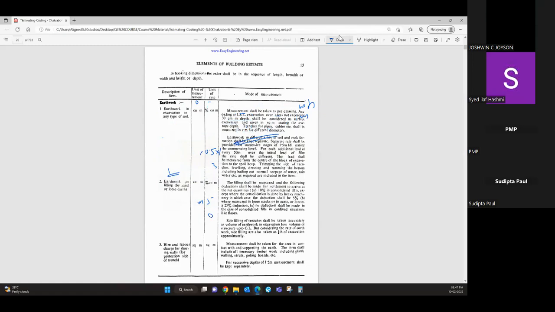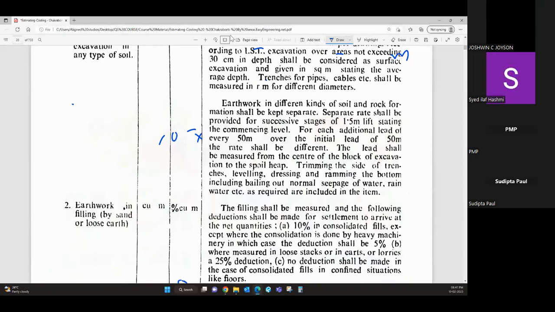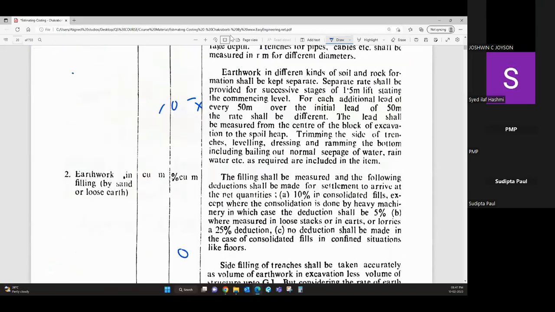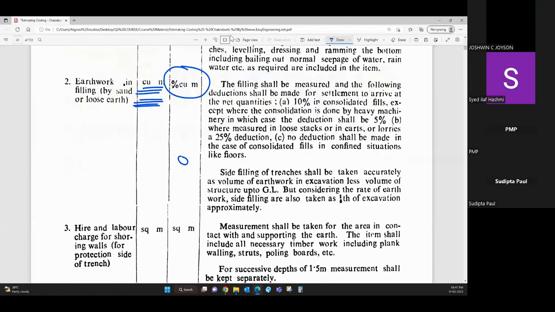Okay, so let's suppose you have done the trenching work and now you have to do the backfilling. So backfilling of loose earth also comes under cubic meter. So how many cubic meters of backfilling do you want to do? This is also going to come in cubic meter and the rate will also be in cubic meter.